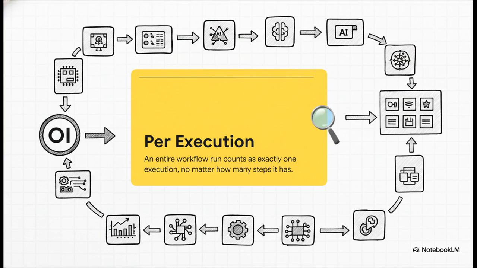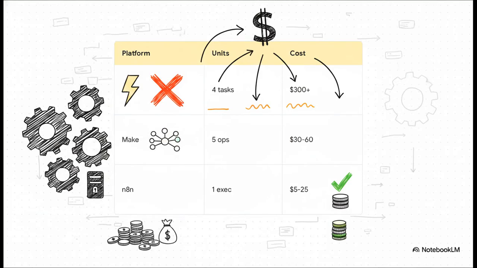This is fundamentally different. An entire end-to-end workflow run counts as exactly one execution, literally one unit. It does not matter if your workflow has 3 steps or if it's a massive web of 30 steps, it counts as one. To really put this into perspective, let's look at a quick worked example.